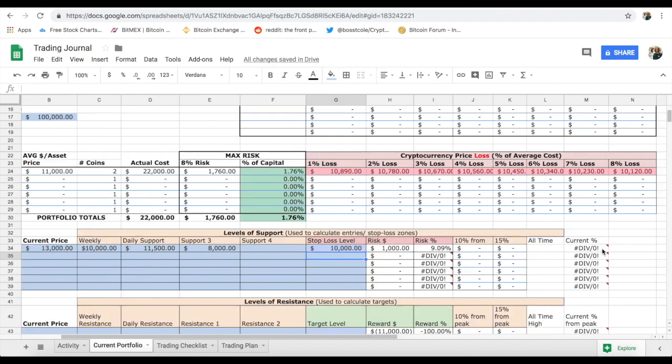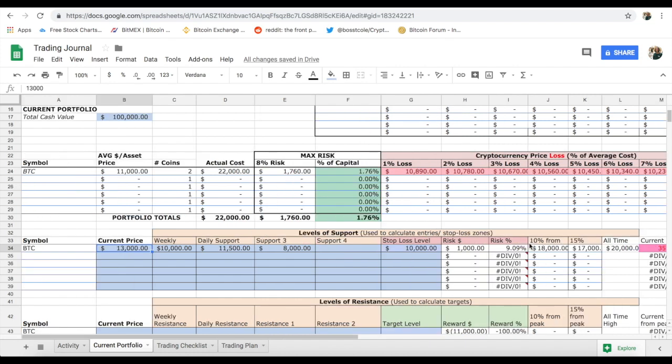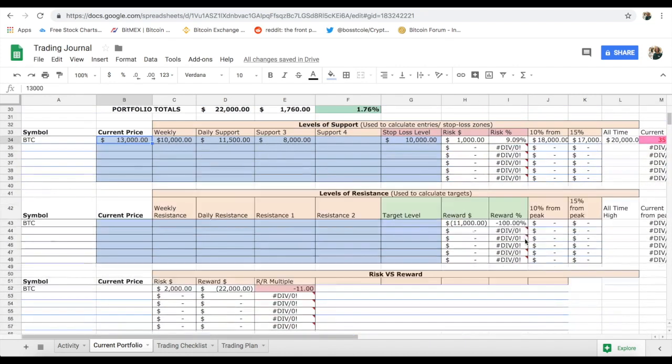Cool. And now you can also add in stuff like all-time high. And it'll show you where the current price is from all-time high. It'll say 10% down is 18, 15% is 17, and the current amount from the current price, which you added here at 13,000, it's 35% down from all-time high. So that's just a cool little feature.